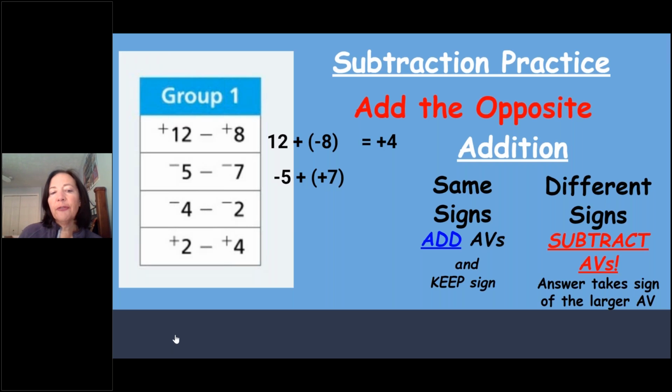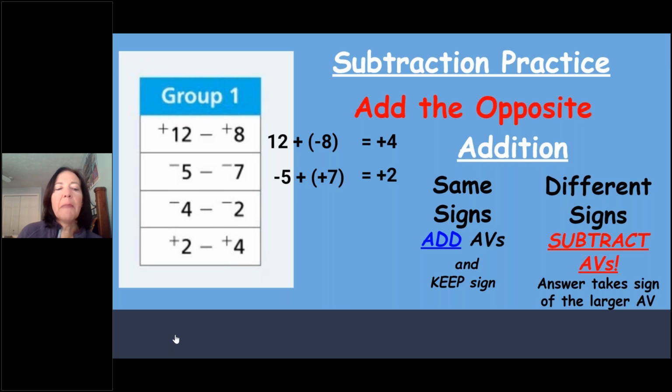Our signs are different. So what's the answer going to be? A positive 2. You are doing great.